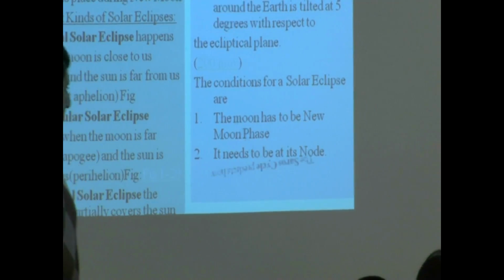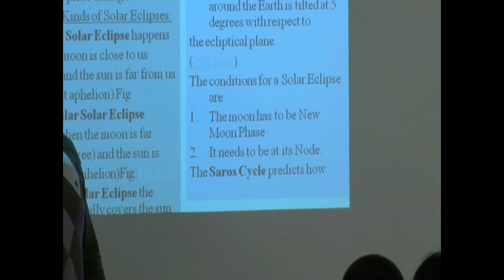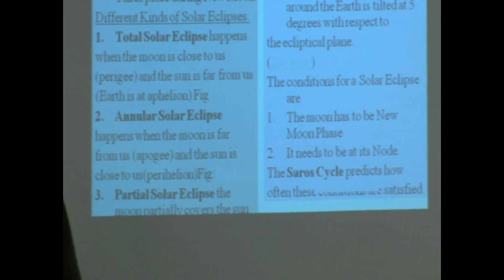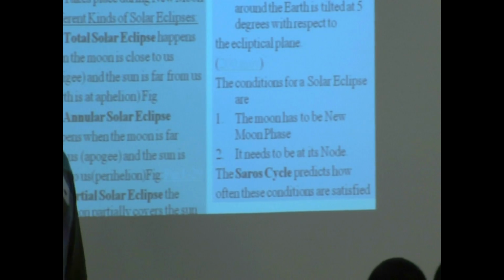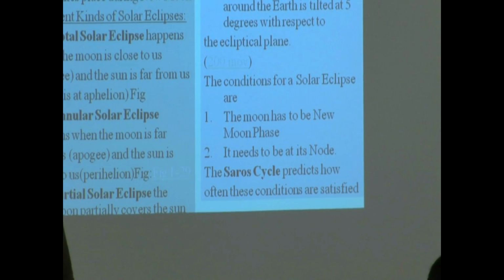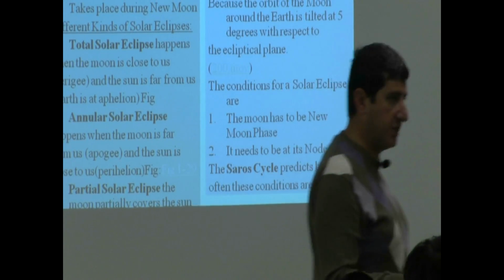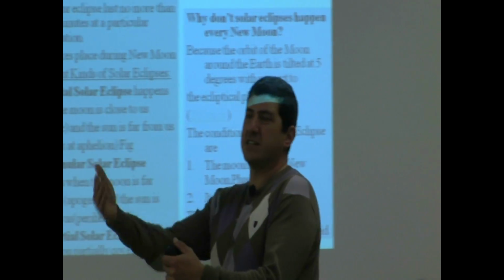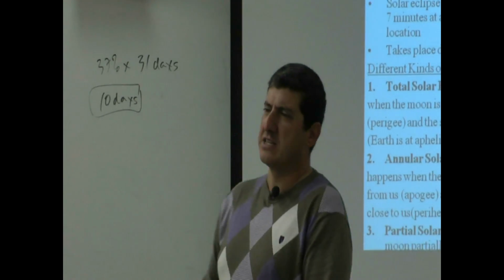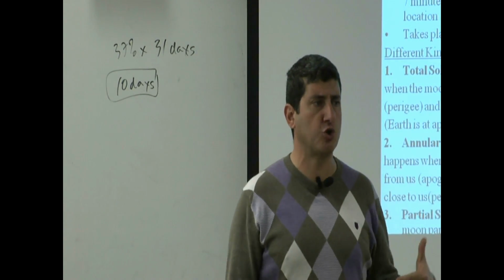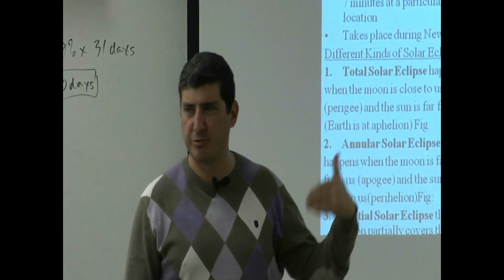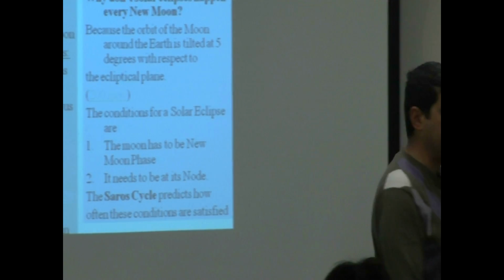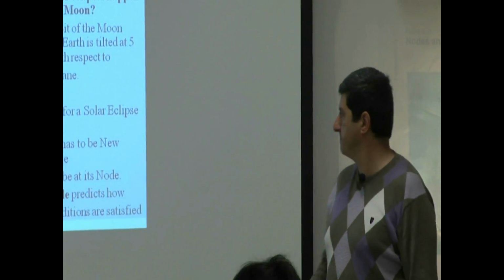How often does this happen? It's very complicated. It's a cycle known as the Saros Cycle. Saros. And the Saros cycle predicts how often these conditions are satisfied. Do we fully understand the Saros cycle? Now we have fully understood it. We can predict it, and we can put it in computer software. It can predict to us when the next eclipses are going to happen. Okay? The Saros cycle was somewhat understood back in the Babylonian times, the ancient times, the Egyptians and so on, but they didn't fully know it. They could kind of predict when things were going to happen, but not quite to the same accuracy that we do.